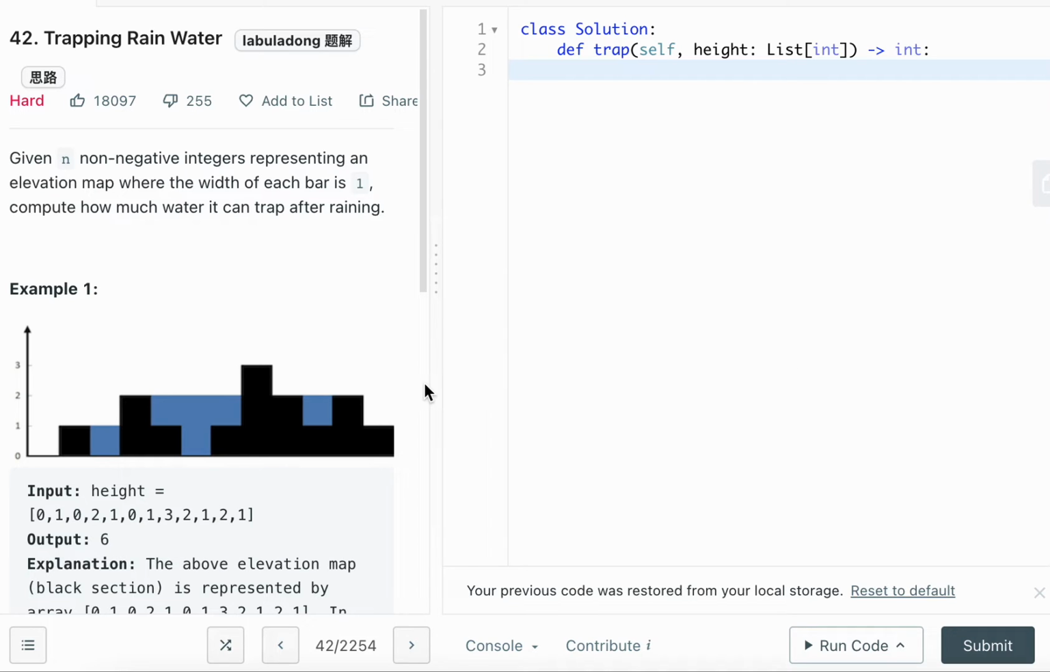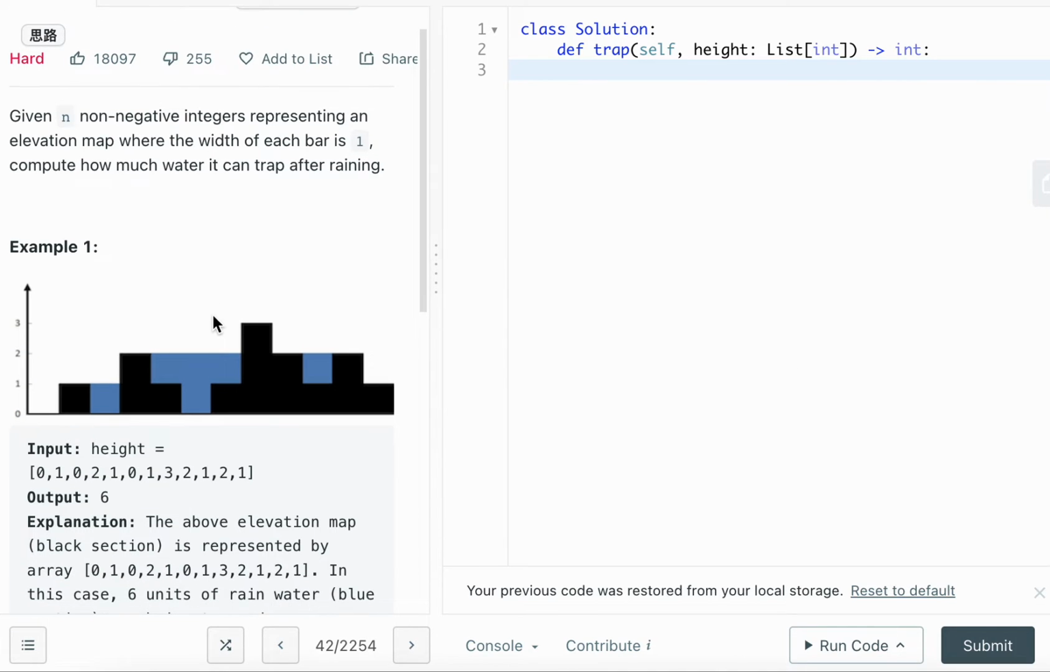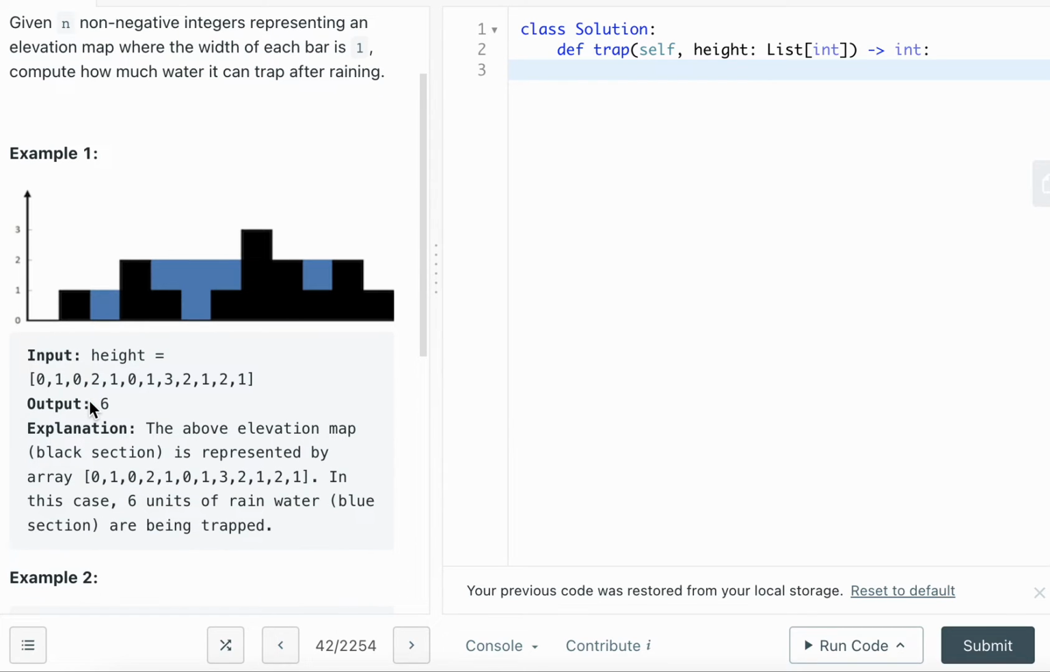Question 42, Trapping Rain Water, is a hard LeetCode question. Given a non-negative integer array representing an elevation map where the width of each bar is 1, compute how much water it can trap after raining. It looks like a hard problem, but if you really understand what it means, and we have done similar questions in the past, it's not that difficult.